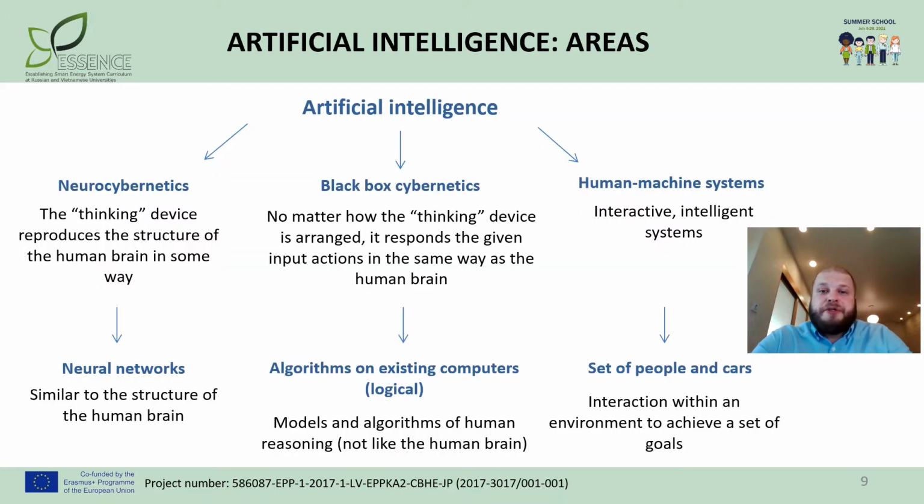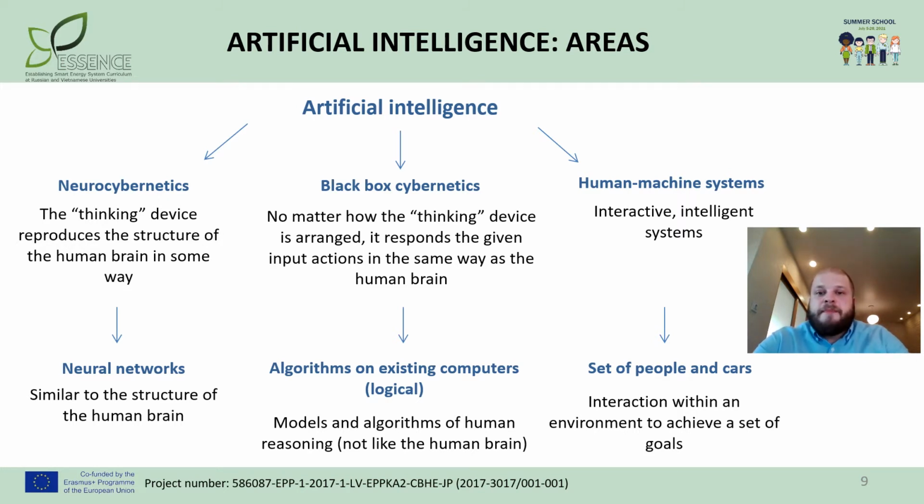Well, now let's turn to different areas of artificial intelligence application. The first one to draw your attention to is neurocybernetics. It's about the creation of a thinking artificial device which reproduces the structure of the human brain in some way. This is actually how a neural network works.